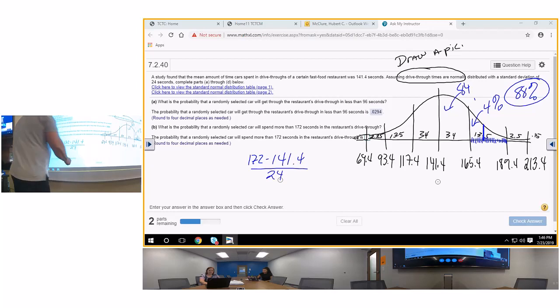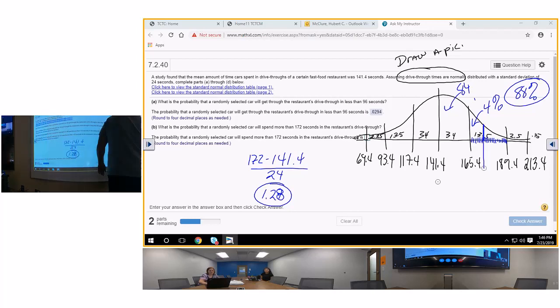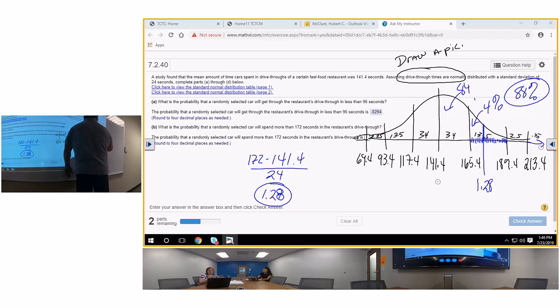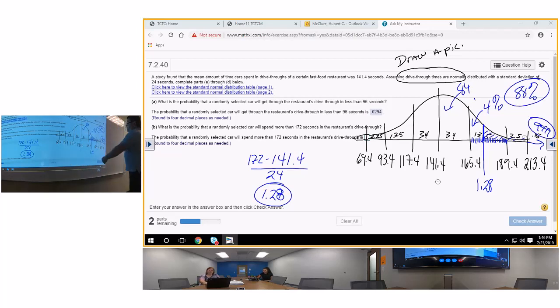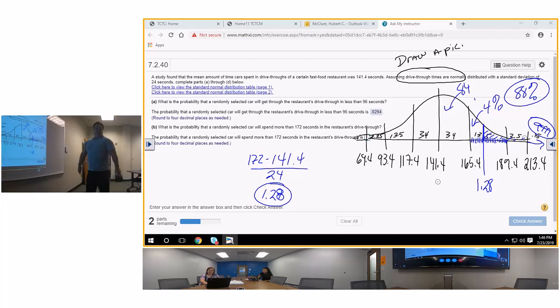So 172 minus 141.4 divided by 24. Somebody give me 2 digits. I'm going to say it's going to be less than 1.5, say 1.4. What is it? 1.28. So, okay, what do we need? Below or above? What is our lower limit? 1.28. What's our upper limit? Remember, you read from left to right. You want this area right here. So the lower limit's 1.28, upper limit's 9999.